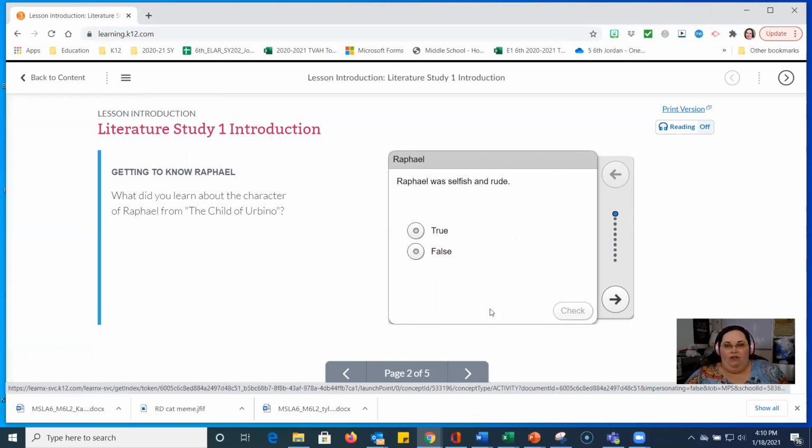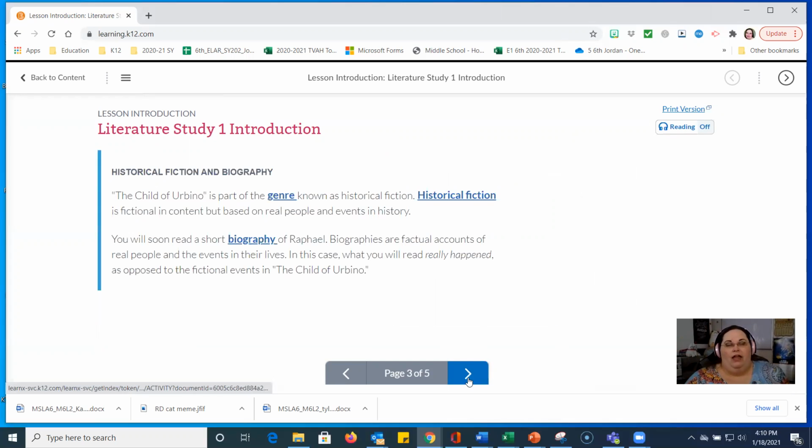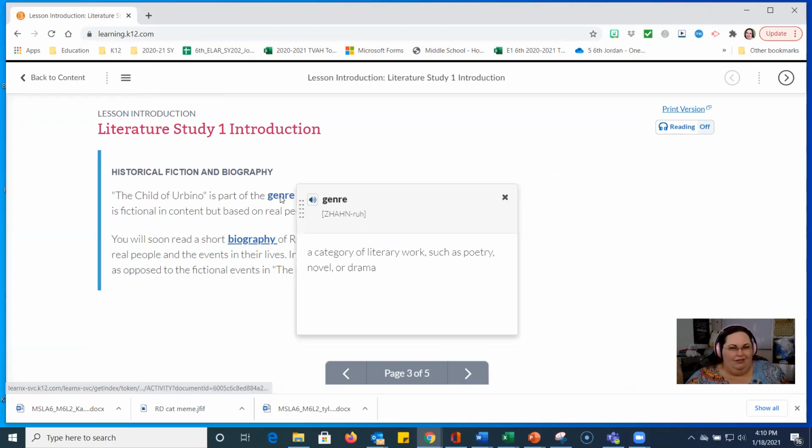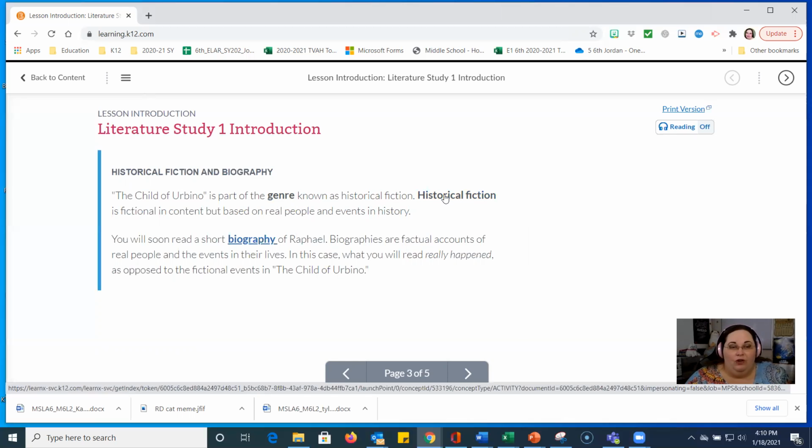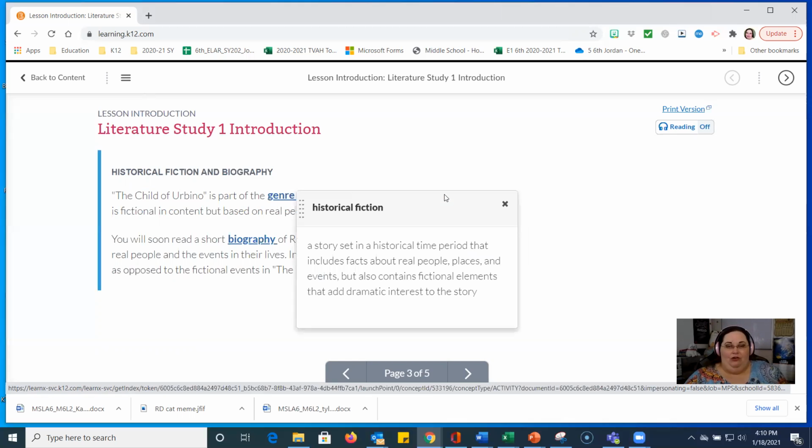All right, once you have done these review questions over The Child of Urbino, you're ready to go forward to slide 3. Historical fiction and biography. The Child of Urbino is part of a genre. What is a genre? It's a category of literary work such as poetry, novel, or drama, known as historical fiction. Historical fiction is fictional in content but based on real people and events in history.